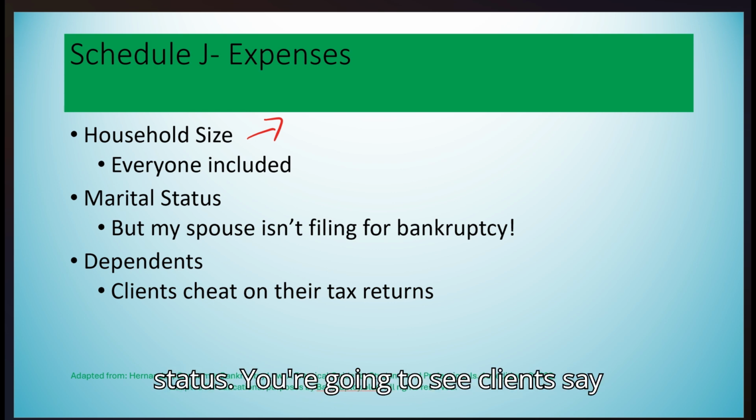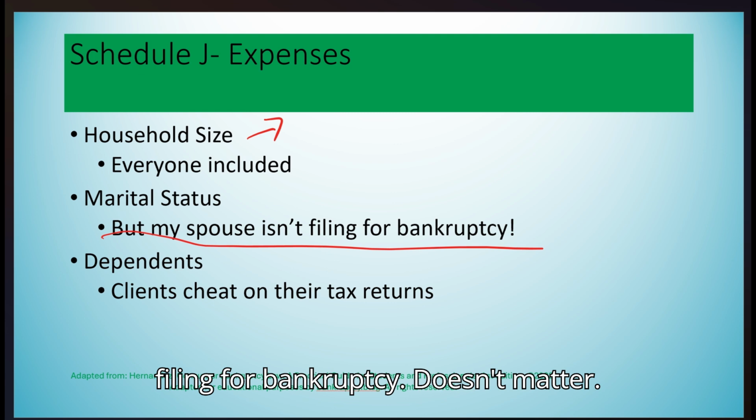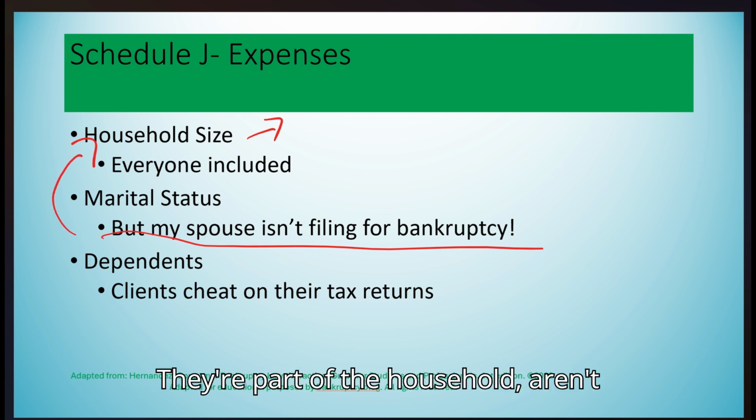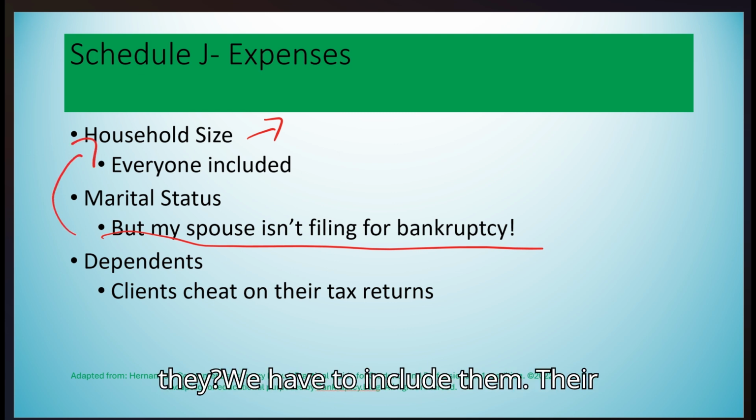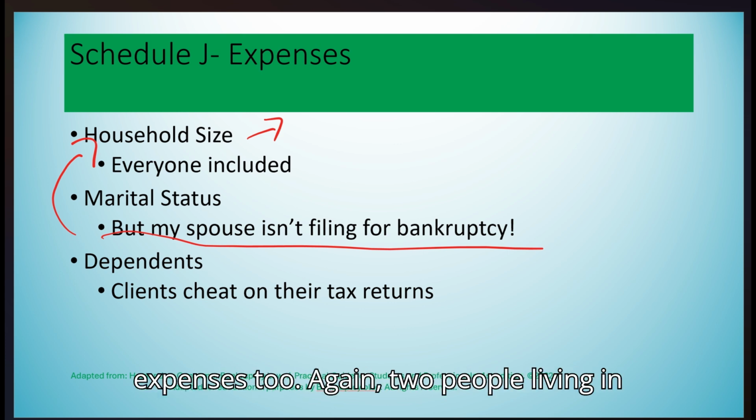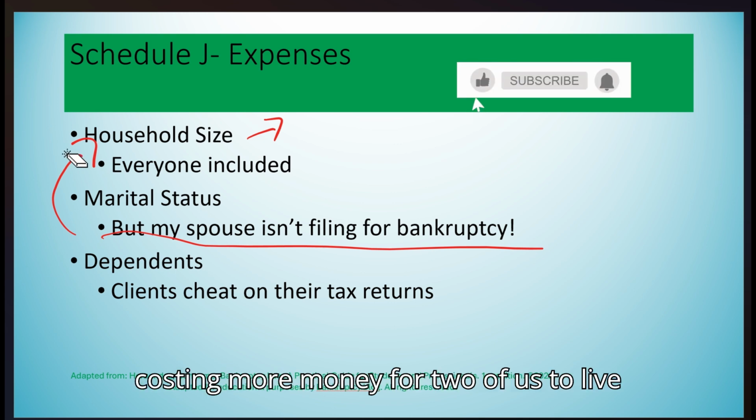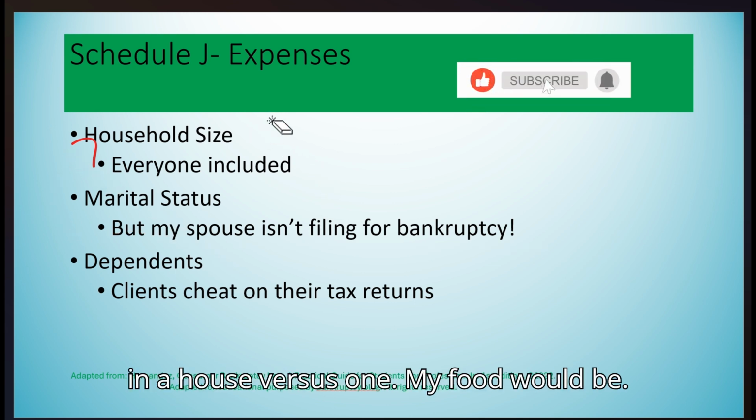Now, marital status. You're going to see clients say this all the time, but my spouse isn't filing for bankruptcy. Doesn't matter. They're part of the household, aren't they? We have to include them. Their income is going to be included, but their expenses too. Again, 2 people living in the house. Me and my wife, obviously it's costing more money for 2 of us to live in a house versus 1.